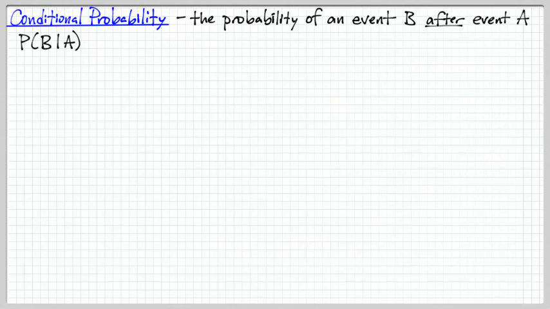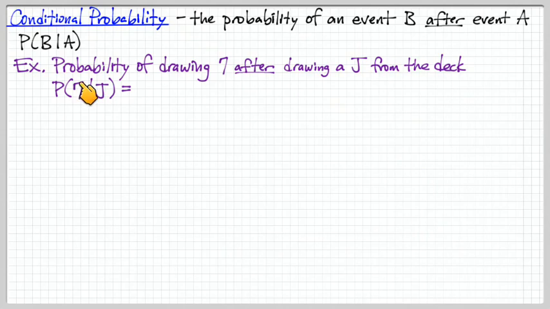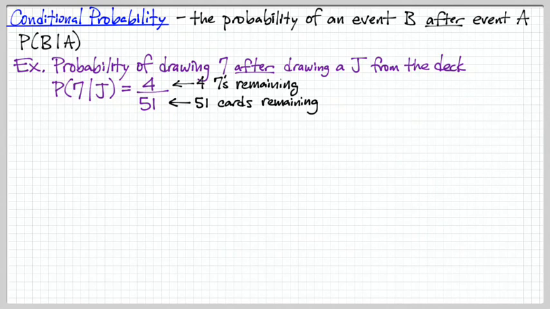Okay, let's talk about conditional probability, the probability of an event after an event A. So this is how we write it. Probability of B, event B, after event A has happened. So here's an example. The probability of drawing a 7 after we've drawn a jack from a deck of cards. That would be 4 out of 51 because after we've pulled a jack, there are now only 51 cards in a deck. There are still 4 sevens, so the probability would be 4 out of 51.